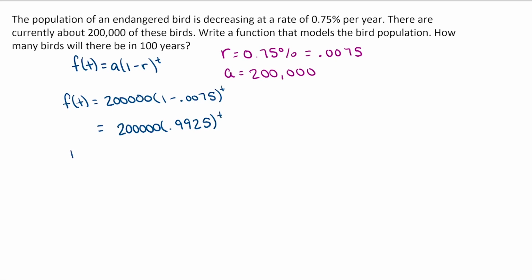If we plug in 100 for t, we're going to get 200,000 times 0.9925 raised to the 100 power, which is approximately 94,206 birds remaining.